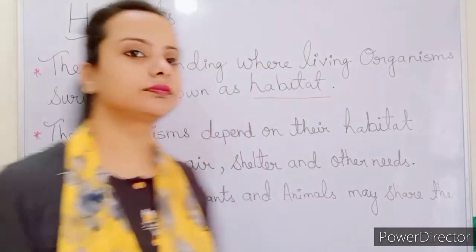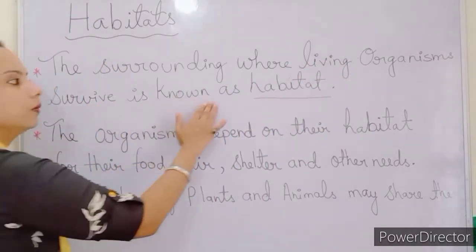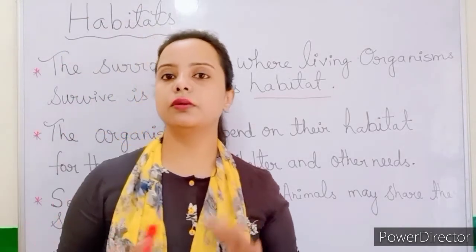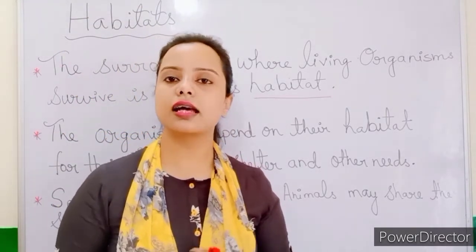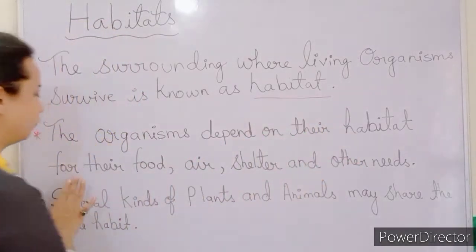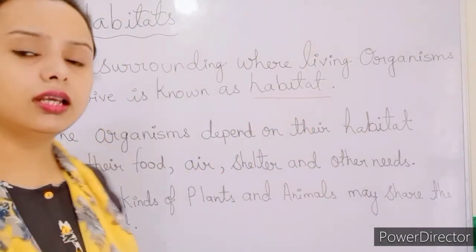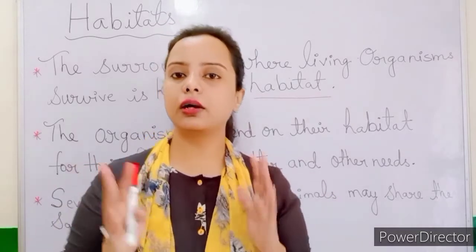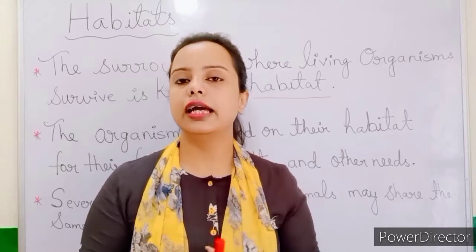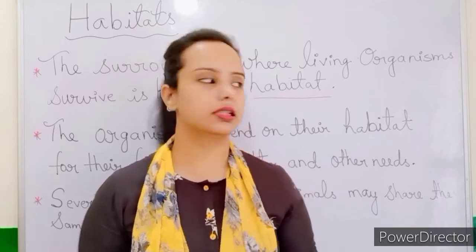So let's start. The surrounding where living organisms survive is known as habitat. So where the living organism survives according to the surroundings, that is known as its habitat. The organisms depend on their habitat for their food, air, shelter and other needs. Means in the surroundings, whatever food, shelter and other needs we are getting to survive, that is known as its habitat.